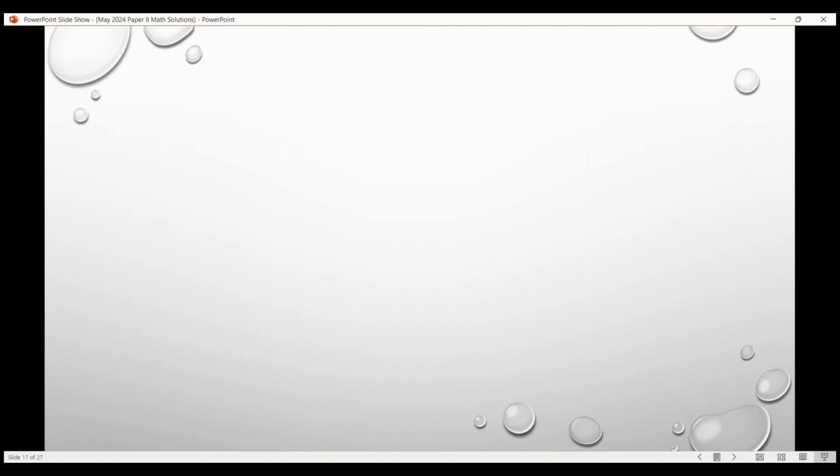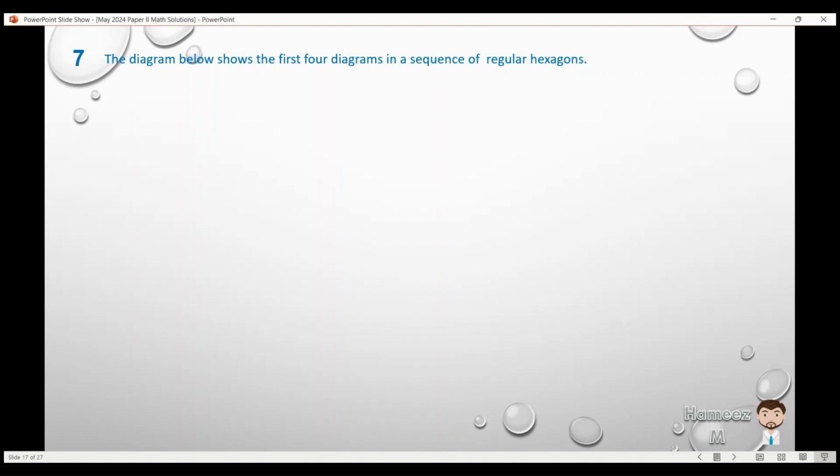Let's now go on. As we move on to number 7, the diagram below shows the first 4 diagrams in a sequence of regular hexagons. So this is diagram 1, and diagrams 1 to 4 were shown, but I'm going to bring them up individually and show the link between diagram 1 and 2, these successive diagrams. So that is diagram 1, which has 3 hexagons. Diagram 2, it's actually the same thing with an addition of 2 more.